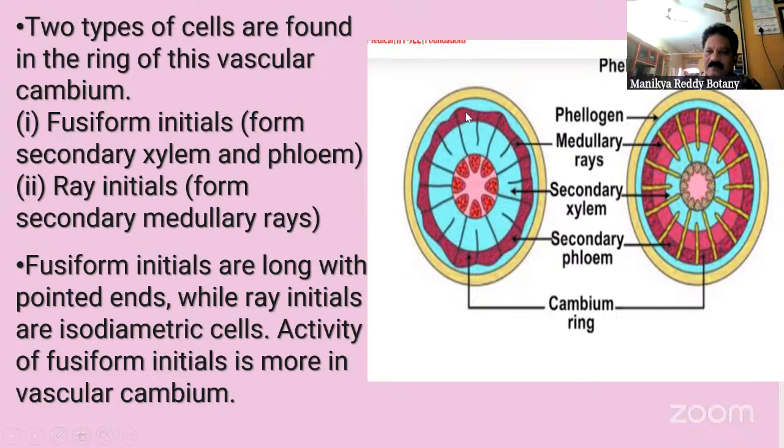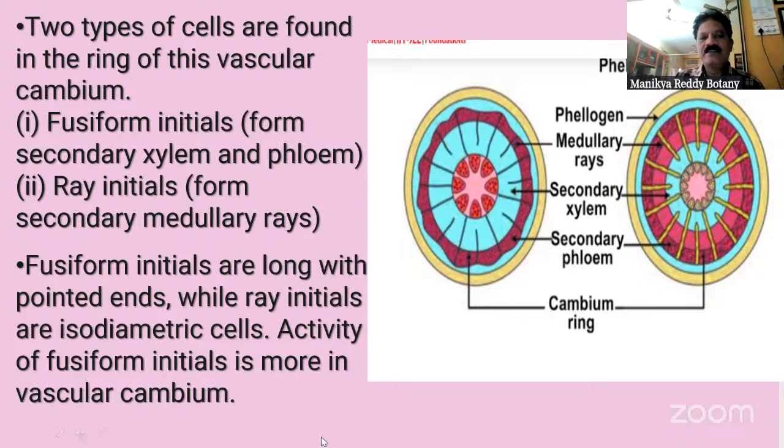This is secondary xylem. Outside, secondary phloem. Secondary xylem and secondary phloem develop from fusiform initials. Okay. Due to the activity of fusiform initials, secondary xylem is formed inside and secondary phloem is formed outside.